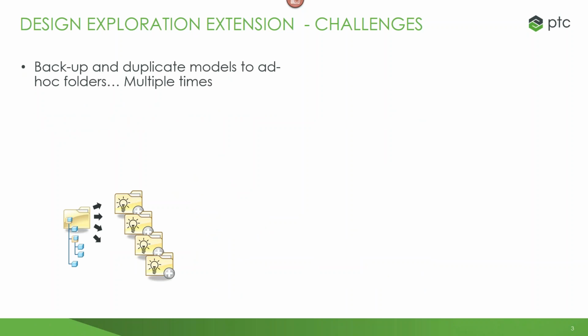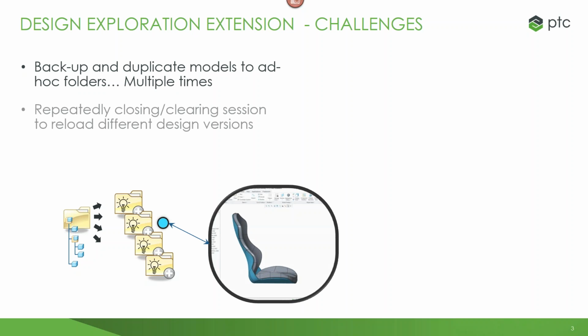So typically today, we see our customers' process involves a lot of manual backup of models to folders, repeatedly closing and cleaning sessions, and then manually revisiting and reviewing all your iterations until making a decision. First, you'd back up and duplicate your models to those ad hoc folders multiple times. So make a change, save a file, and then you end up with multiple design files for one product that I have to narrow down. I have to remember which file stores what design change, etc.